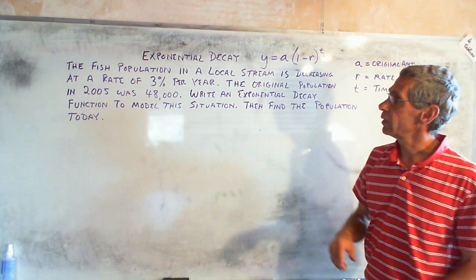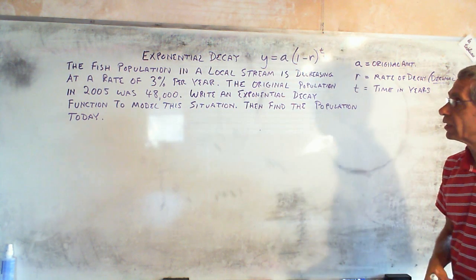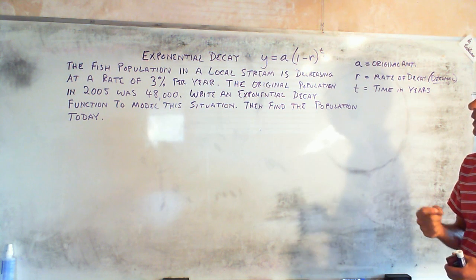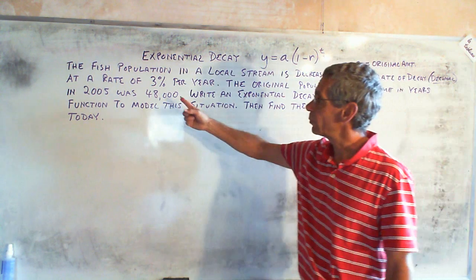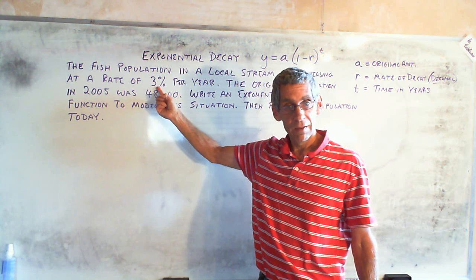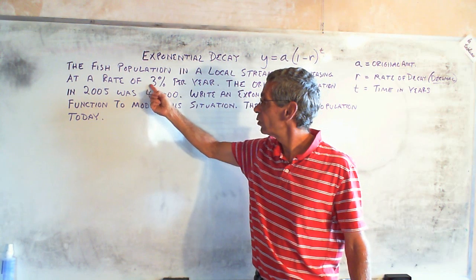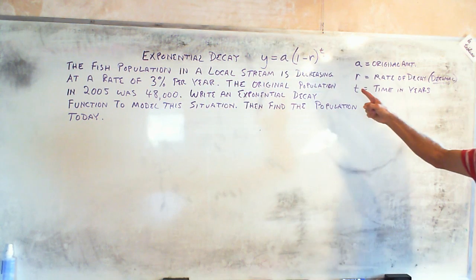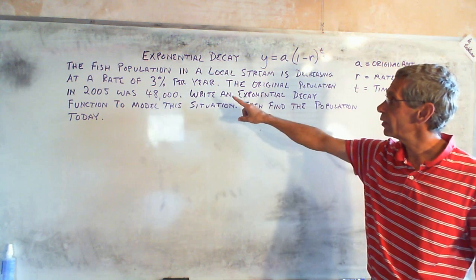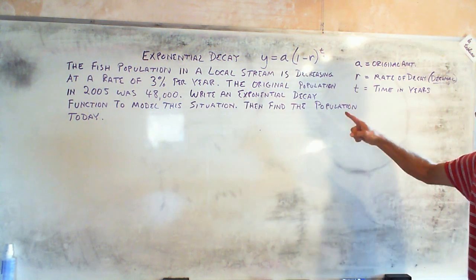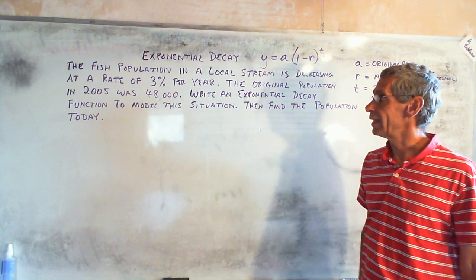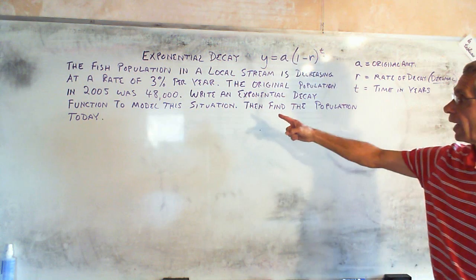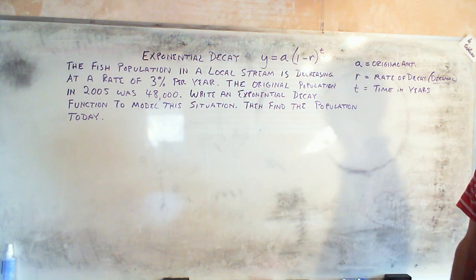So in this example, it says the fish population in a local stream is decreasing at a rate of 3% per year. Again, 3% per year. If I was going to write that as a decimal, I would move the decimal over 2 places: 0.03. The original population in 2005 was 48,000. 48,000 fish, right?